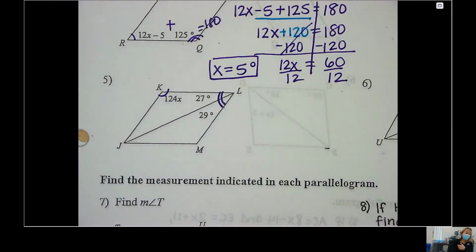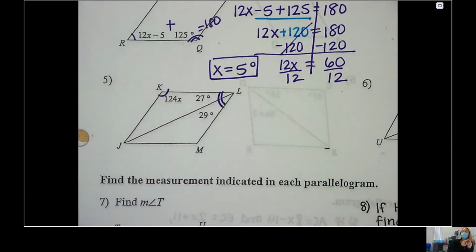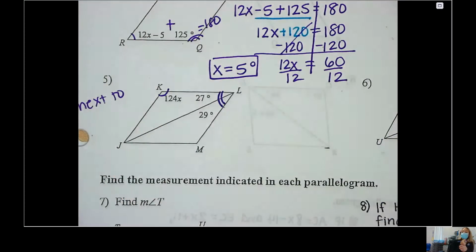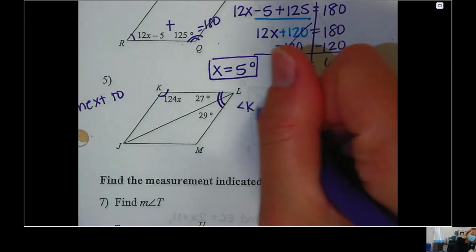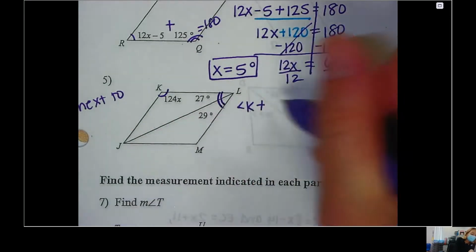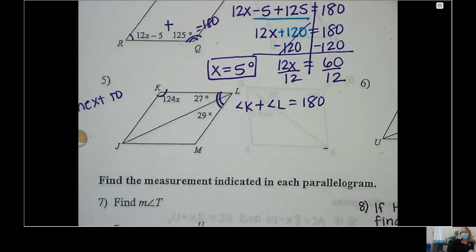Now, if you were to look at angle K and angle L, are they next to each other or are they across from each other? These are next to. So if these are next to each other, what does that mean I can do? Add them up and set them equal to what? 180. Okay, so I want to take the entire angle K plus the entire angle L and set it equal to 180.